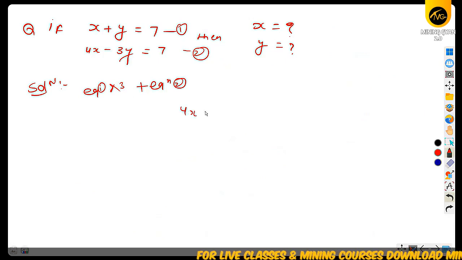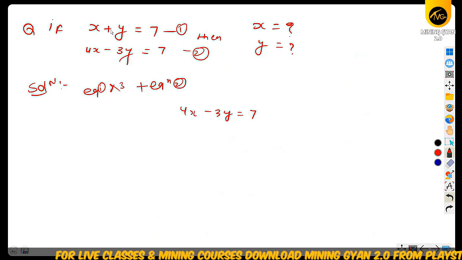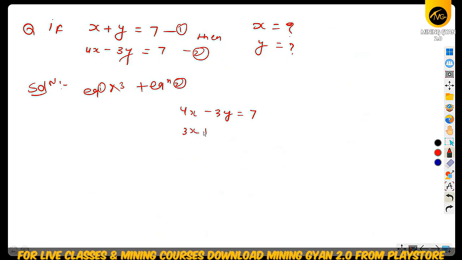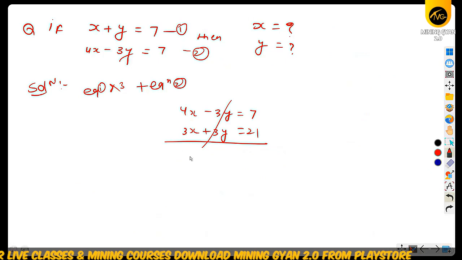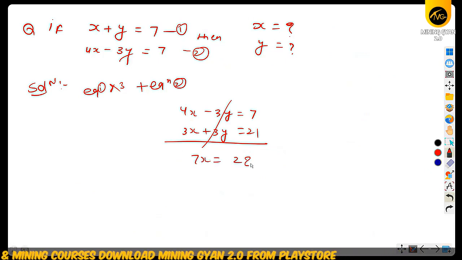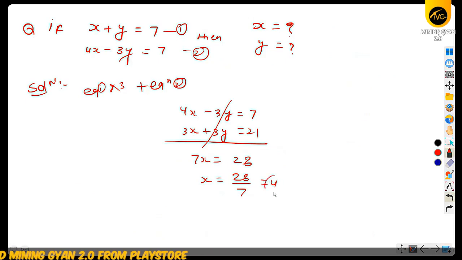So 4x minus 3y is equal to 7. This is equation number 2, na? And equation number 1 will be 3x plus 3y is equal to 21. Now it may be cancelled. Now 7x is equal to 28 and x is equal to 28 divided by 7, that means 4. Correct. So the value of x is equal to 4.